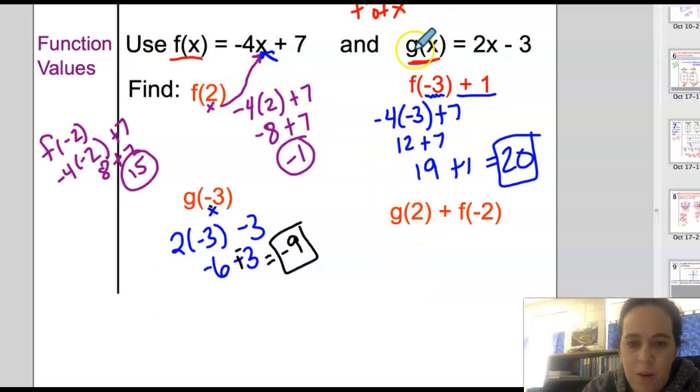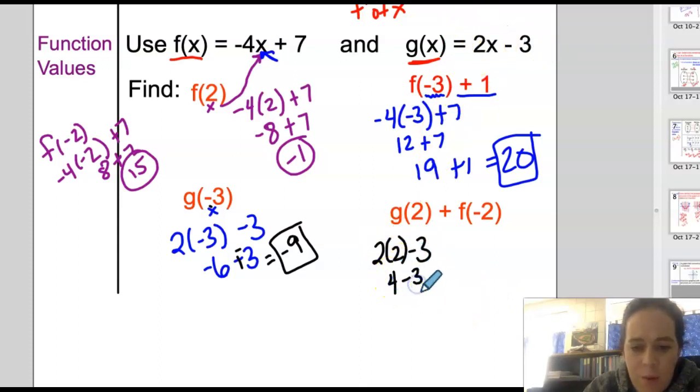So g means I need to go to the g. G of 2, I'm going to go 2 times 2, and then minus the 3, right? Because the whole equation says do 2 times whatever x is minus 3. 2 times 2 is 4, and 4 minus 3 is 1. And then I would add it to this stuff.